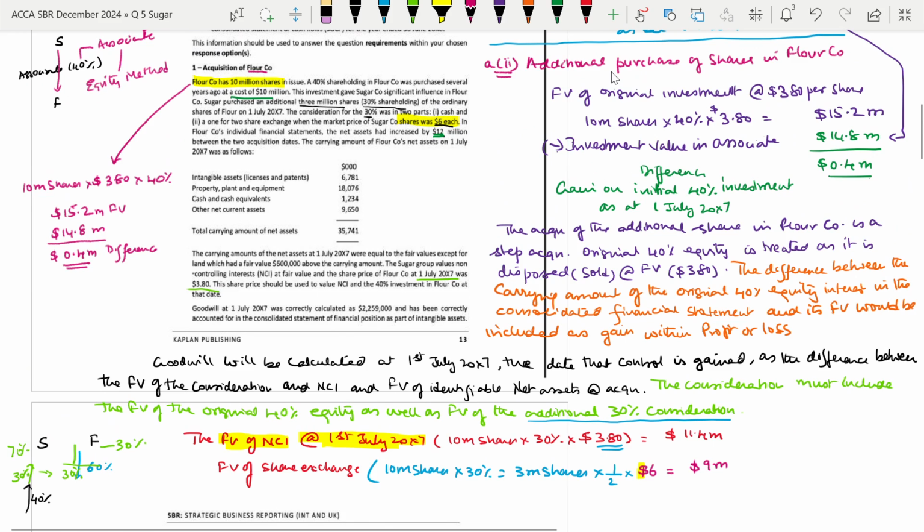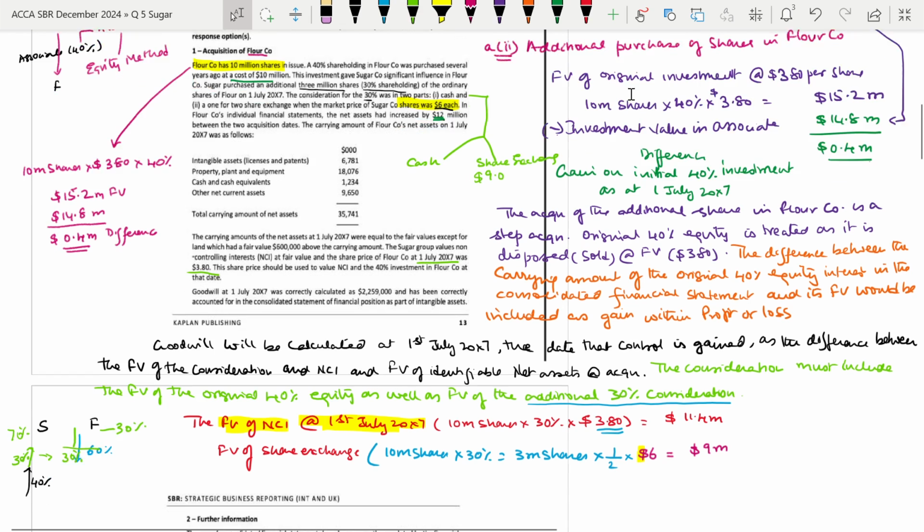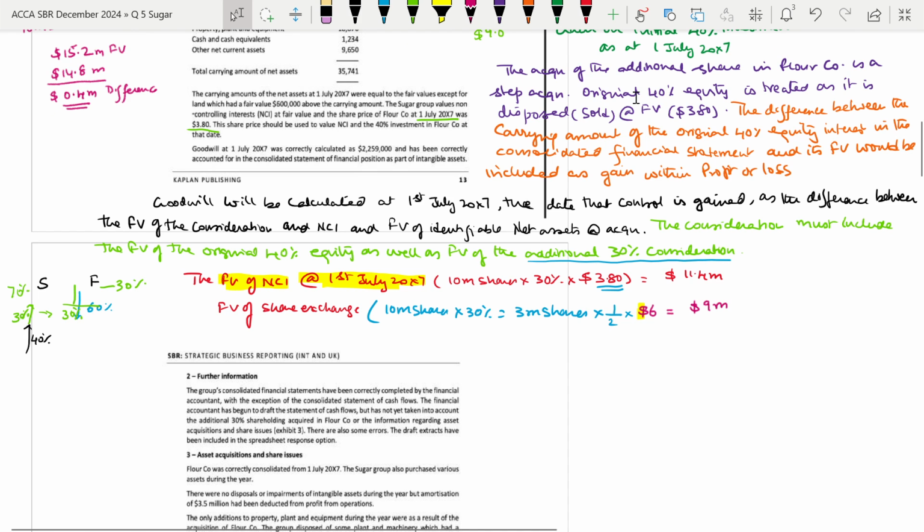They have said that the consideration for 30% is in two ways. One is in cash, and one is in share exchange. How much is the share exchange going to be? 9 million. We have calculated the share exchange: 9 million. Is it right?